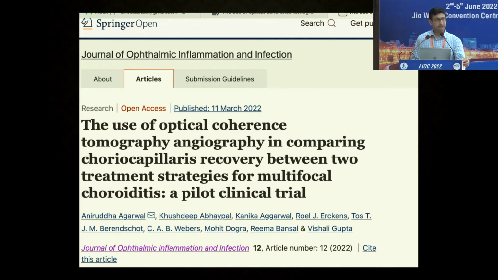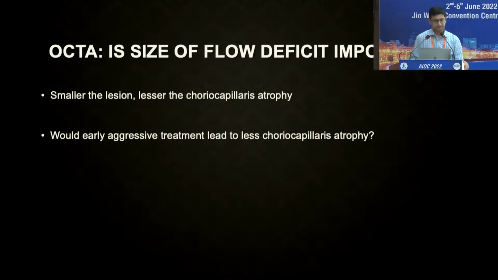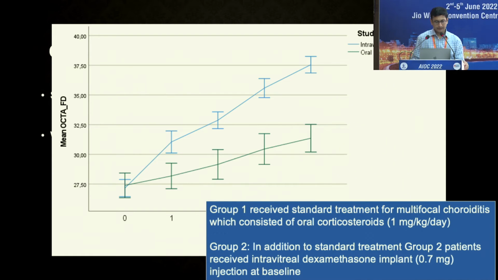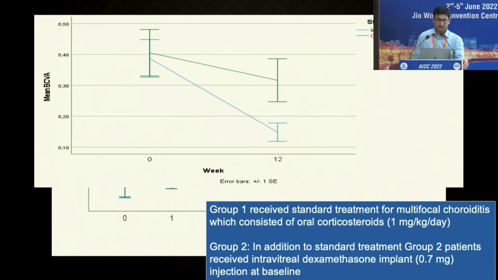And in fact, we did a pilot clinical trial of using systemic corticosteroid along with an adjunct Ozurdex versus systemic steroids alone. And we realized that the pattern of healing on OCT angiography and visual acuity are much better if you can add an Ozurdex at baseline. So this is the comparison of the flow deficit area on OCT angiography. And the patients who are in the arm with the intravitreal Ozurdex, they did much better.